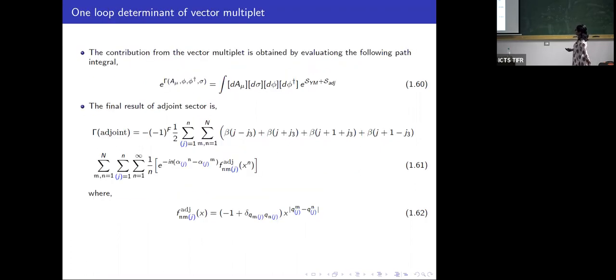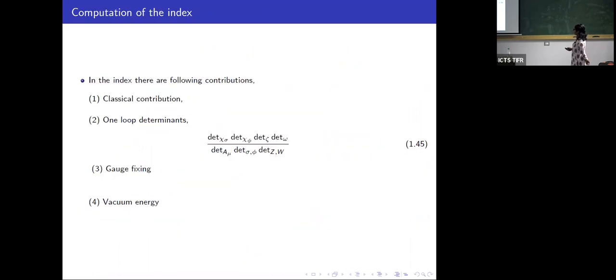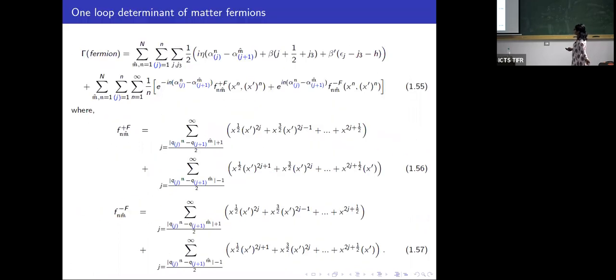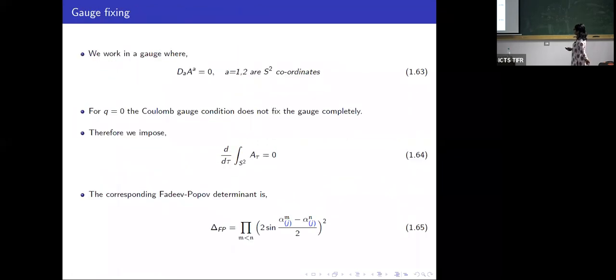Okay. Now, all the determinants are done. Now we need to find the gauge fixing term. Okay, so we work in a gauge which is given by dA is equal to 0. And one can see that for Q is equal to 0, the Coulomb gauge above does not fix the gauge completely. There still exists some non-zero gauge transformation parameter for Q is equal to 0. Therefore, we impose this condition 1.64 and compute the determinant of this operator. And that comes out to be 1.65.